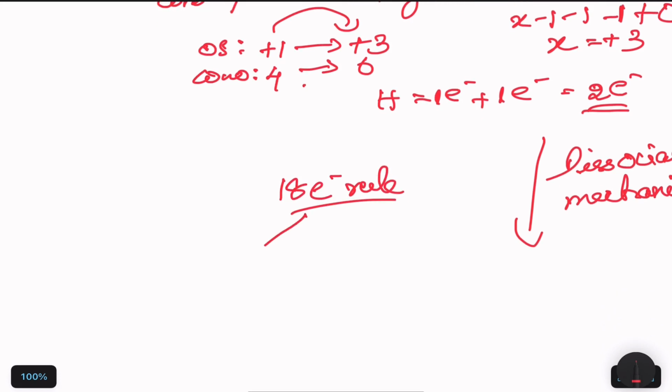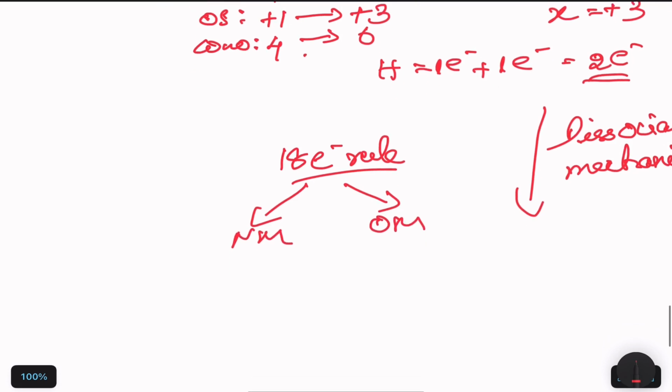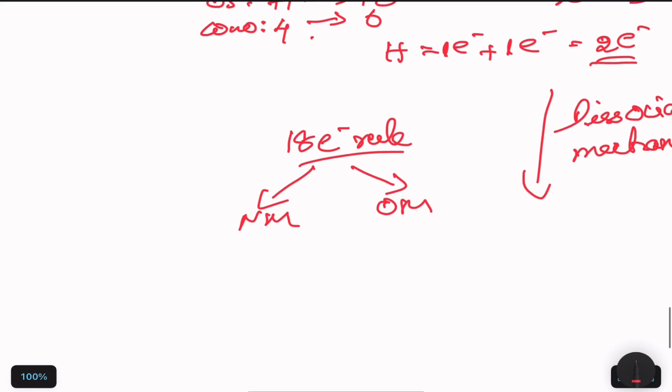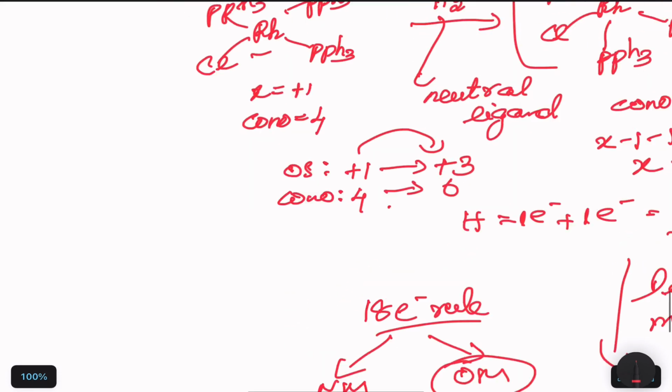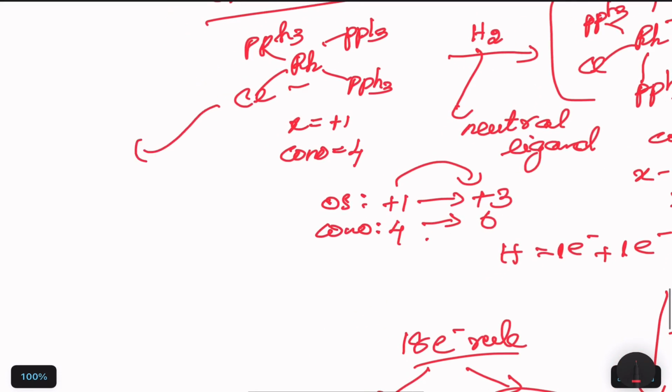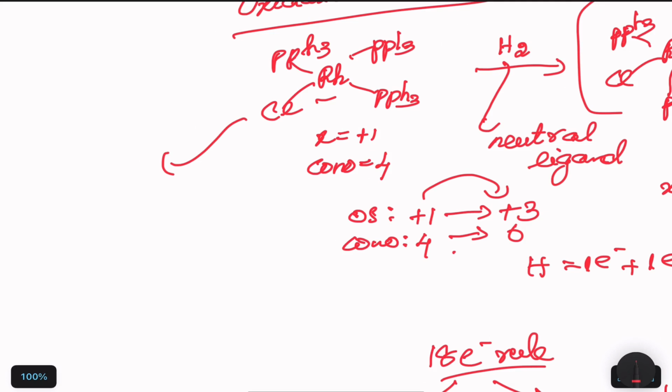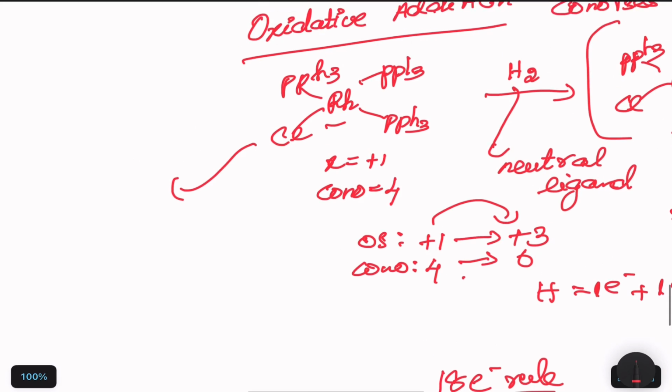See, there are two methods to find this. Either the neutral method or the oxidation method can be used. So I am going to use the oxidation method. Okay. So consider our rhodium complex. I am going to find whether it is following the 18 electron rule or not. Okay. So rhodium, what is the electronic configuration? 4d8 5s1. And for rhodium plus, because the oxidation state is +1, it will be 4d8.